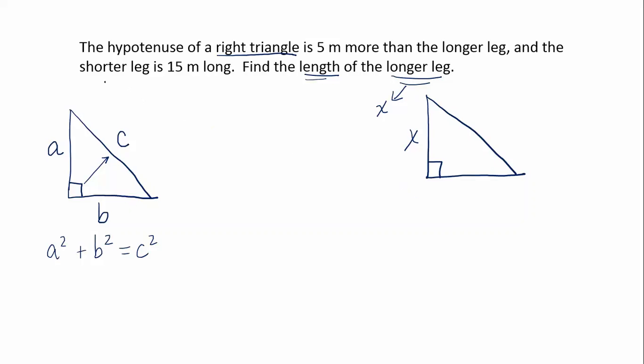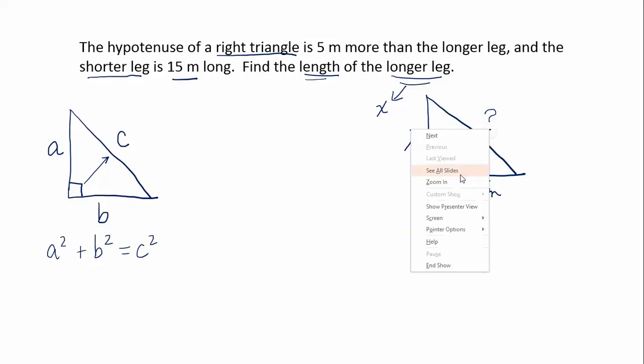So another piece of information you might notice that's fairly straightforward is that the shorter leg is 15 meters long. So I'm going to go ahead and label the shorter leg as 15 meters. So right now we have two of the sides labeled. We would like to label the other side, in this case the hypotenuse, using the same variable or an expression written in terms of that variable x.